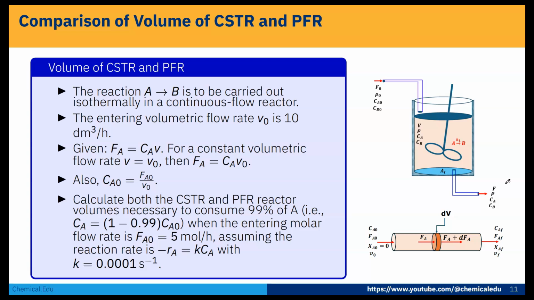Given Fa is equal to Ca times V, for a constant volumetric flow rate V is equal to V0, then Fa is equal to Ca V0. Also Ca0 is equal to Fa0 divided by V0. Calculate both the CSTR and PFR reactor volumes necessary to consume 99% of A, that is Ca is equal to (1 minus 0.99) Ca0, when the entering molar flow rate Fa0 is 5 mole per hour. Assume the reaction rate is minus Ra is equal to K Ca with K equal to 0.0001 second inverse.